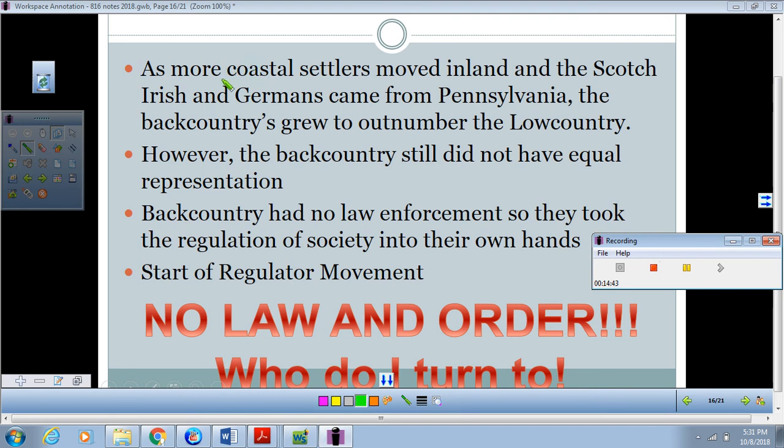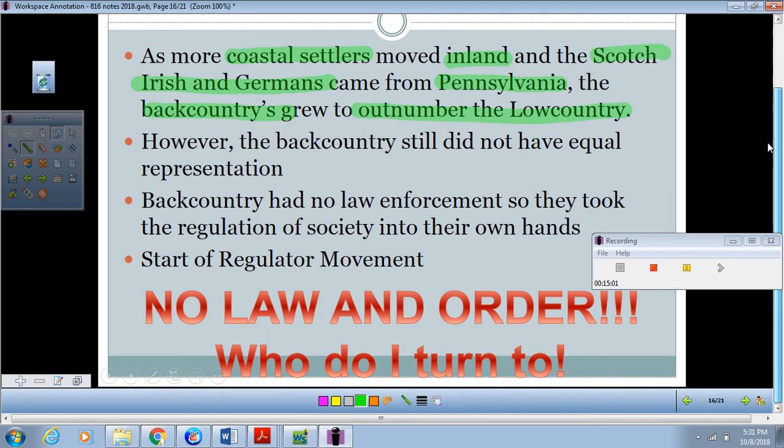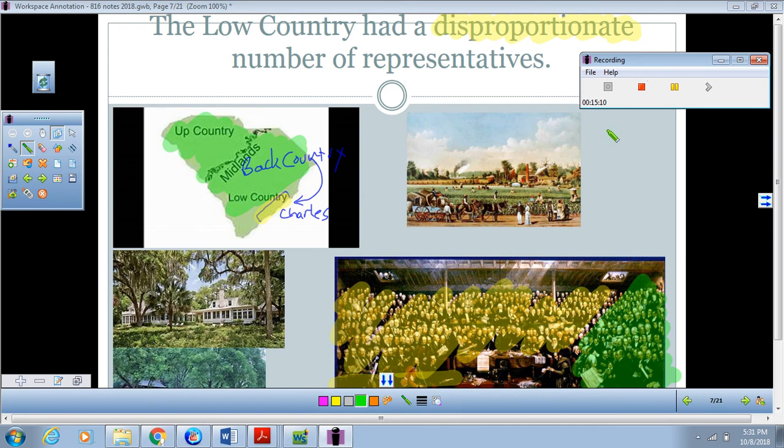Now, eventually, some coastal settlers moved inland, and Scotch, Irish, and Germans came from Pennsylvania, and it causes the Back Country to outnumber the Low Country. But, as was said many times before, the backcountry still did not have equal representation. Remember, the low country had a disproportionate number of representatives. Even though there were more people in the backcountry, the area painted green, there were fewer people representing them.